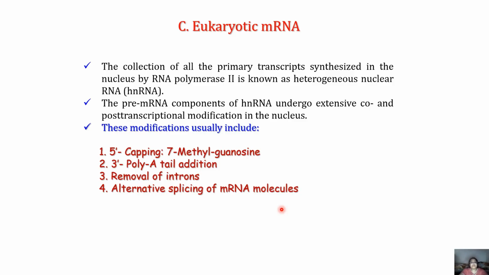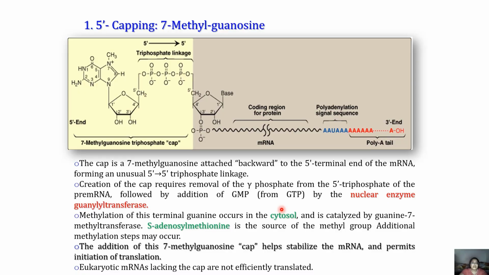The collection of all primary transcripts synthesized in the nucleus by RNA polymerase II is known as heterogeneous nuclear RNA. The pre-mRNA components of the hnRNA undergo extensive co- and post-transcriptional modification in the nucleus. These modifications include 5' capping, like with 7-methylguanosine, 3' poly A tail addition, removal of introns, and alternative splicing of the mRNA molecules. Now, what is the 5' capping with 7-methylguanosine?